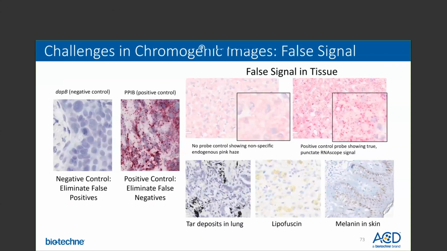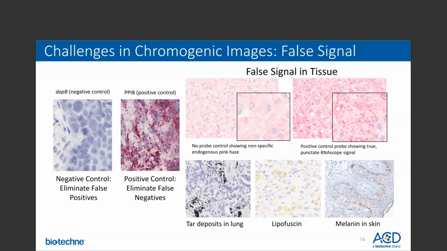Let's start with bright field imaging for chromogenic assays and talk about false signals. The images on the left are the negative and positive control probes that you would have seen in an earlier slide. We recommend that you always include negative and positive control slides as they provide a point of reference for your results. The images on the right are representative images that may give a false signal.